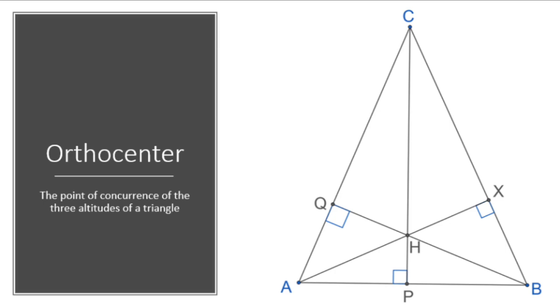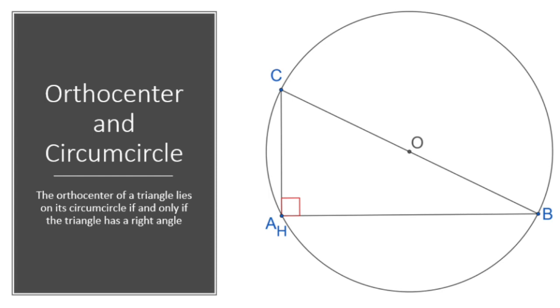So the orthocenter is just where the three altitudes meet, and we typically call that H. That is what we will be referring to it as, as we did in this diagram, and probably in every future diagram that we have the orthocenter labeled as. The orthocenter of a triangle lies on the circumcircle if and only if the triangle has a right angle.